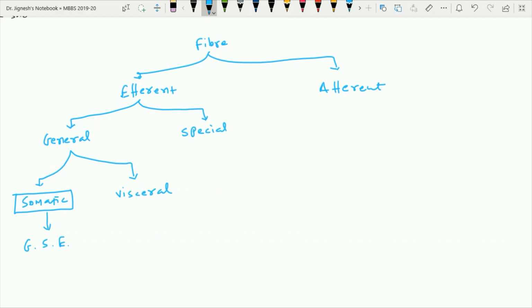while any fiber of the cranial nerve or the spinal nerve which supplies the smooth muscle or the glands of the body carries the general visceral efferent fiber.